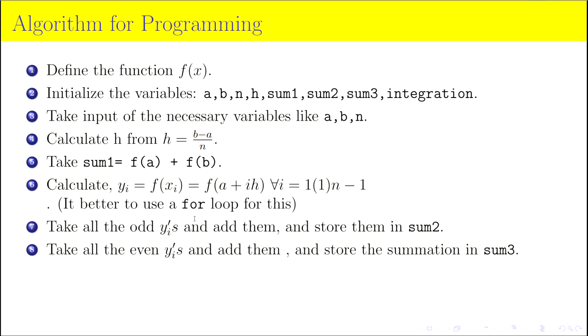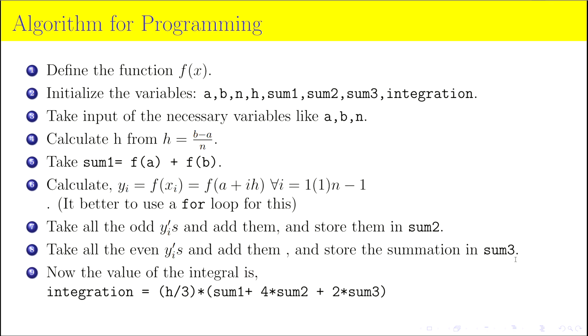And what is sum2? Sum2 is the sum of all the odd yi's, and sum3 is the sum of all the even yi's. So now, after having all of these sums, we have the value of the integral, which is nothing but h by 3 into sum 1 plus 4 into sum 2.